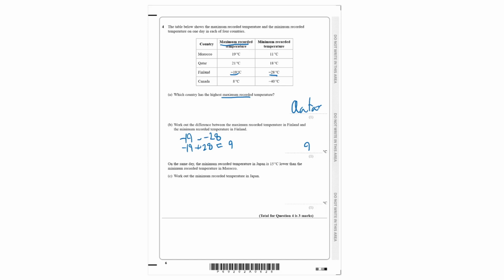On the same day, the minimum recorded temperature in Japan is 15 degrees lower than the minimum recorded temperature in Morocco. Work out the minimum recorded temperature in Japan. So the minimum recorded temperature in Morocco is 11 degrees. So 11 minus 15 gives us negative 4 degrees Celsius.